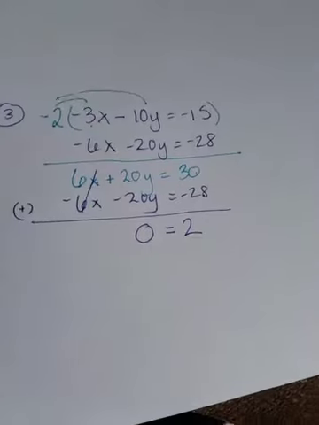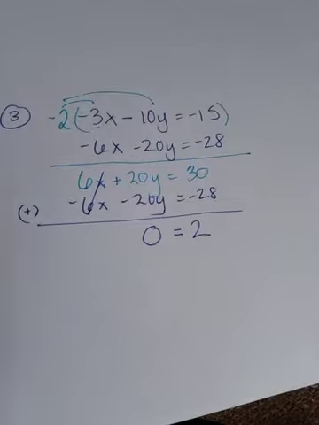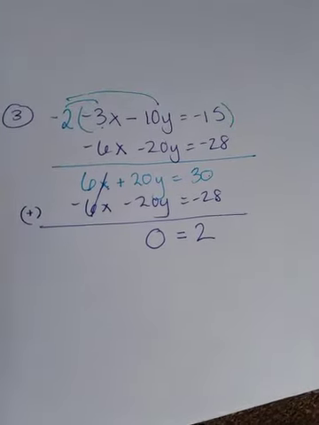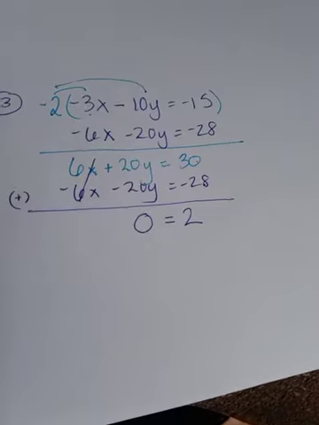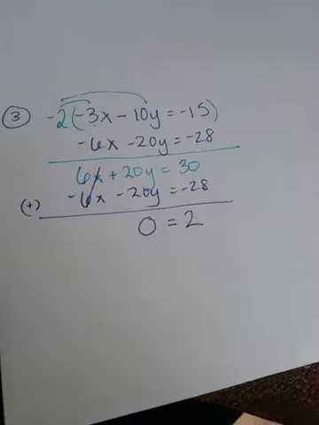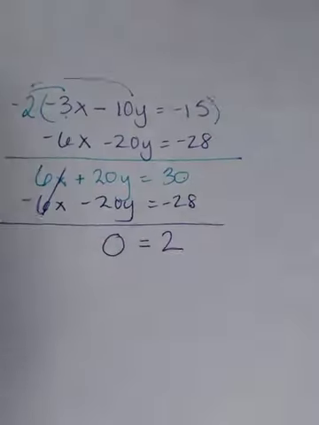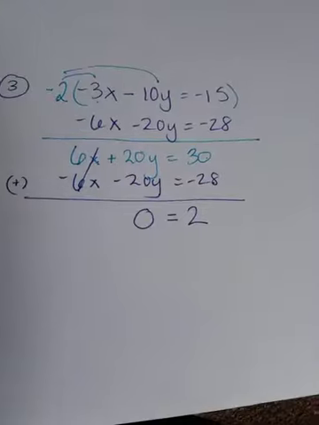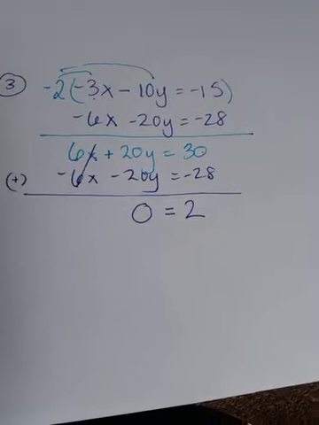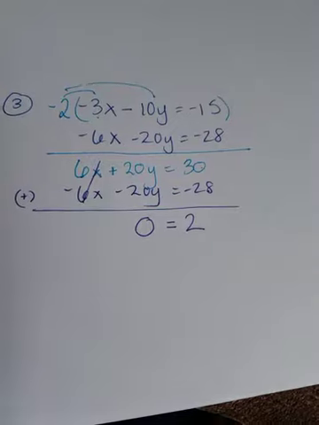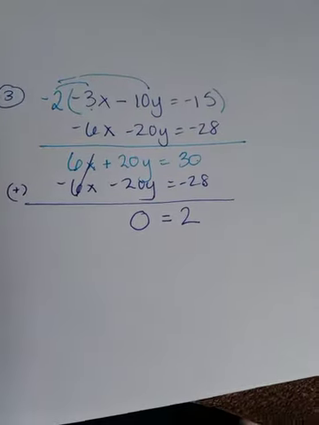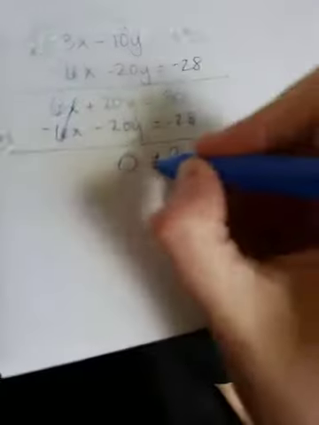So things I want you to notice here. Doesn't always happen, but in this case it did. Both of your variables went away. They canceled out to 0. And we're left with this equation 0 equals 2. Well, is that a true equation? We've talked about this a lot before we left school and during online learning. When 0 equals 2, is that true? No, that's not a true statement.